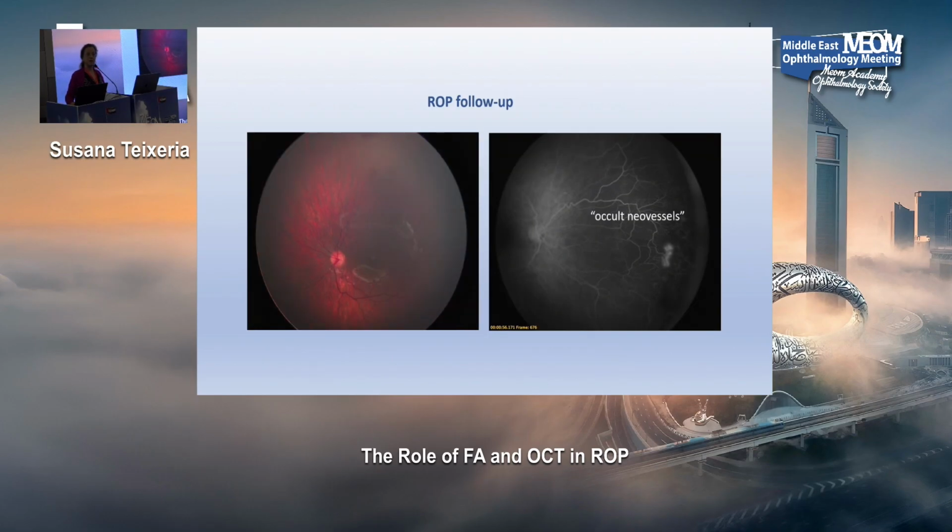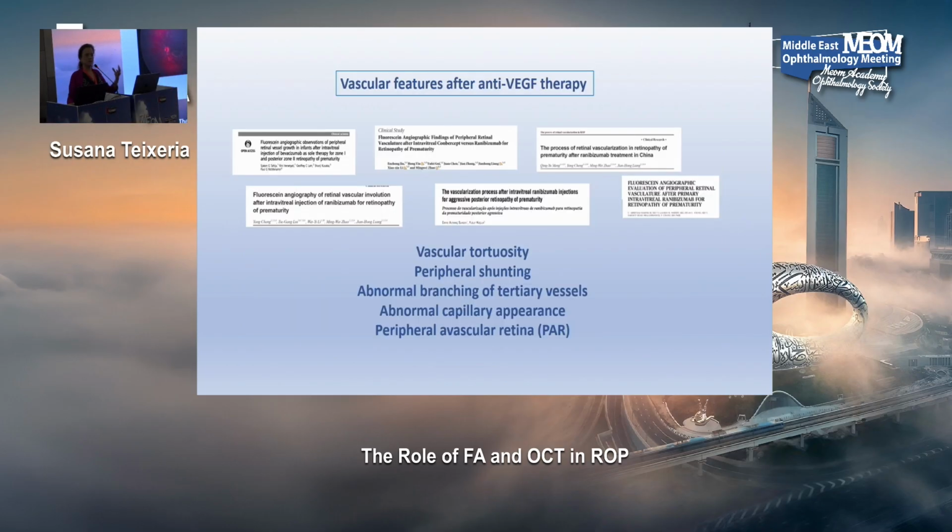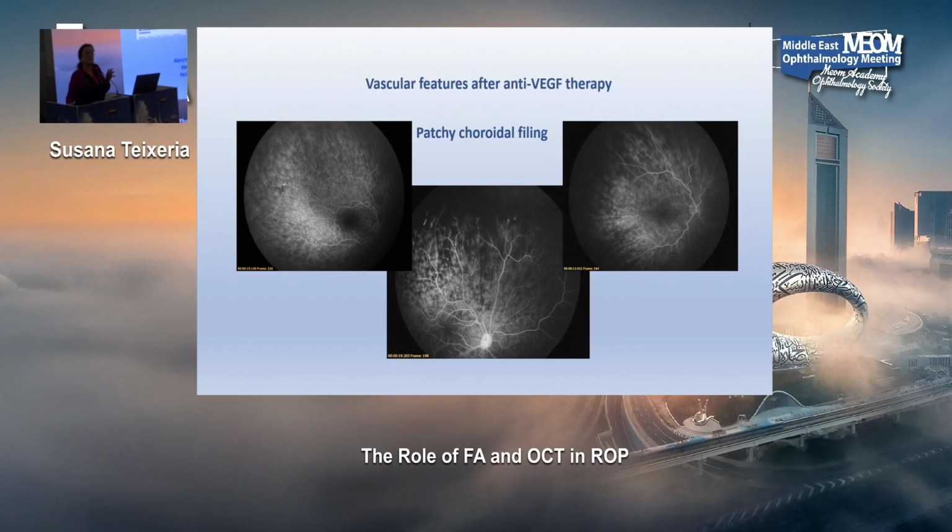Sometimes you have surprises because this baby was lasered, and years after the laser you can see occult neovessels. So you always have some kind of surprises when you do this kind of exam. We began to use angiography more after the anti-VEGF injection because we began to find some interesting findings after the anti-VEGF injection. You could have this kind of pinpoint from choroid to retina. So you can have this kind of pinpoint leakage in the choroid. We still don't know absolutely what this means.